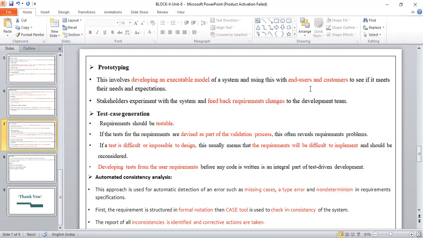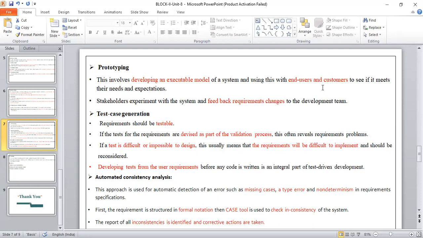Yes. What is the purpose of this prototyping? To give feedback about the requirements. If there is any change in requirement, they will give the feedback by seeing the executable model. After that, those feedback and recommended changes will be given to the development team for the further development of the project. So they will change the requirements and then work according to that.